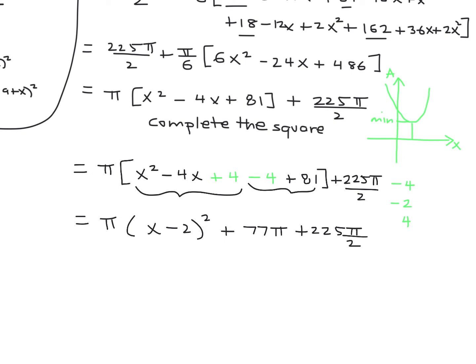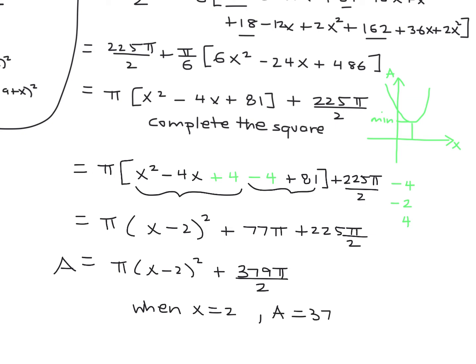So that means this is pi times (x minus 2) all squared, and then when you add this, you get 379 pi over 2. So that means that when x is equal to 2, this whole thing vanishes, and you're left with an area of 379 pi over 2. So going back to our diagram, it basically means when x is 2, the minimum area is achieved, which in our case was 379 pi over 2. And I think that's what they're asking for. They just want you to figure out the value of x. So that's the answer.